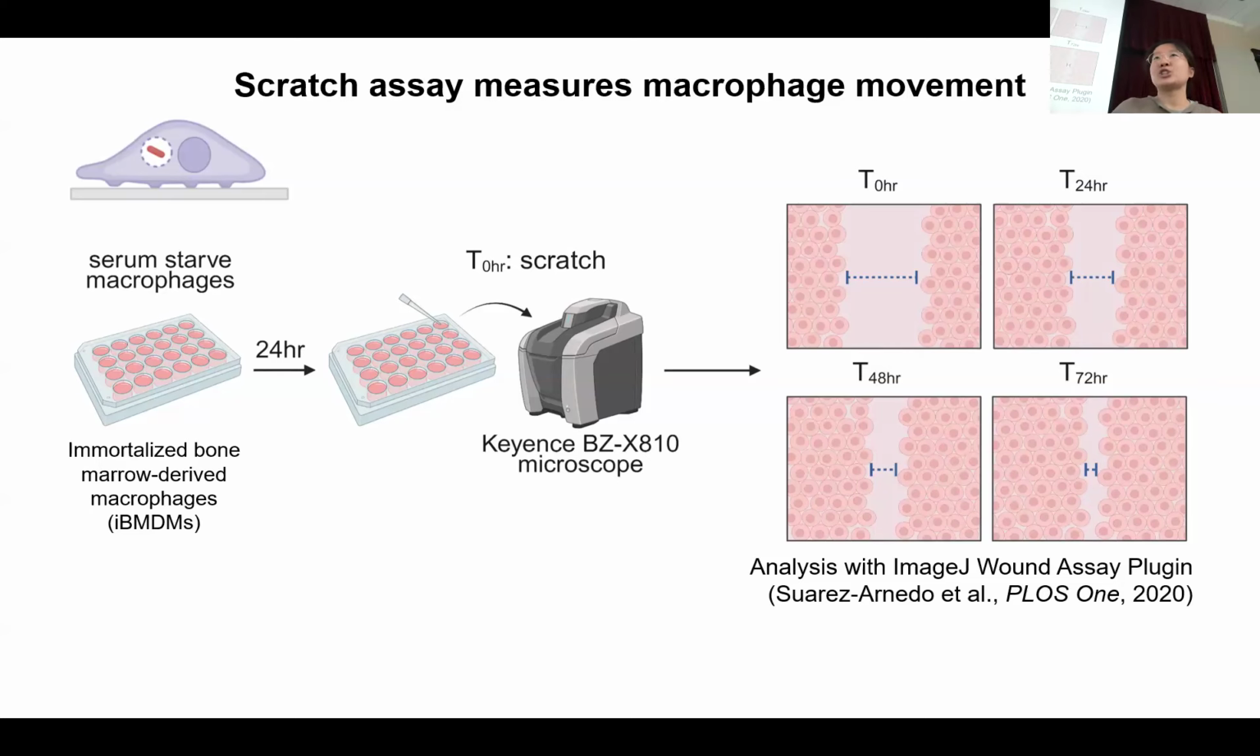And a scratch assay is essentially a technique that measures cell migration by tracking area repopulation of a scratch by a monolayer of cells over time. And I start by growing cells in a 24-well plate to confluency and serum starve these cells for 24 hours to prevent cell proliferation. I then make a scratch on the cell monolayer with a sterile pipette tip and leave these cells in serum-free media to be imaged over time.